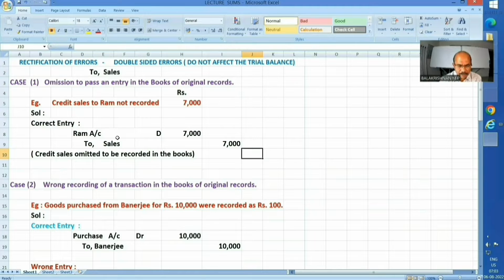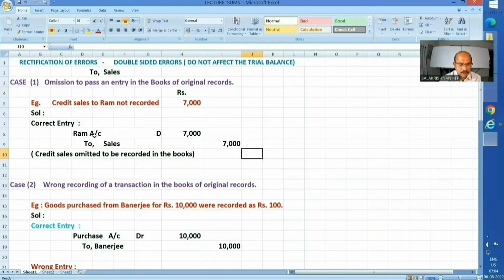However, it won't be practicable to explain every correct entry at the grassroots level. For that, you have no choice but to watch my initial videos 1, 2, 3. From the grassroots level, I have taken a student in those videos. Well, it is like that. Two aspects are Ram and sales. Ram is a personal account. Sales means sales of goods, a real account.